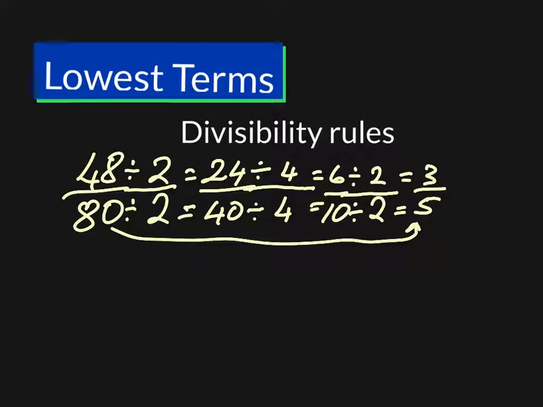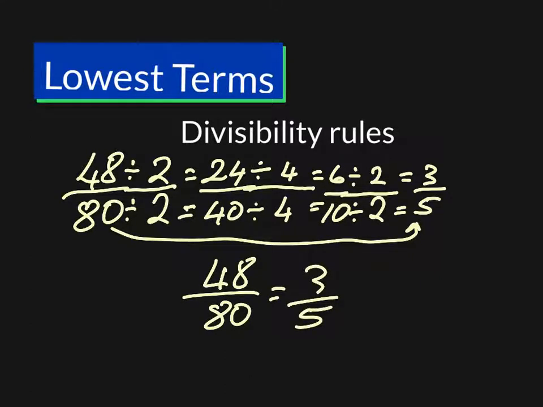Now I'm going to look at these two numbers and use the divisibility rules. Well, they're not even numbers, so they don't divide by 2. 5 doesn't divide by 3. 3 doesn't divide by 5. This is as small as it will go, so this is lowest terms. 48/80ths reduces to 3/5.